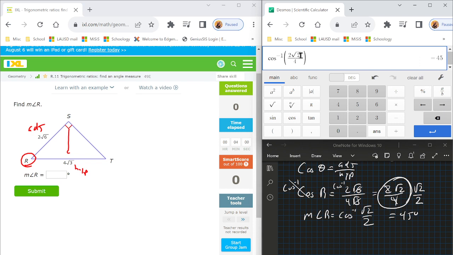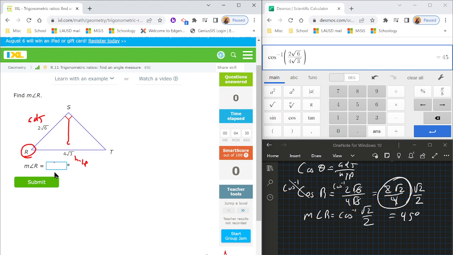And I could also do this, 2 root 6 over 4 square root 3. Again, there's that 45 degree angle up there. So you can see that's coming up to 45, even with my crummy handwriting. So those are all coming up to 45. I recognize that from the 45, 45, 90 pattern, and what you learn about in Algebra 2, the unit circle.